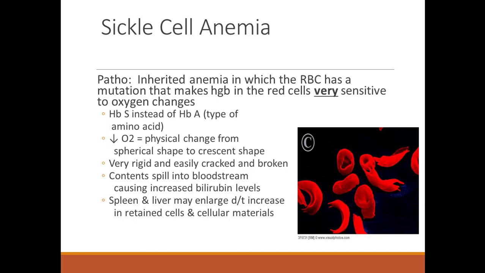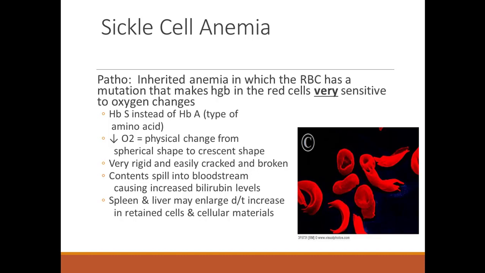The spleen and the liver might actually be enlarged because when they're trying to filter out and get rid of the abnormal cells, these cells are going to build up in the spleen and the liver and basically clog them up. A lot of times you're going to see jaundice in these people just because the bilirubin is elevated.